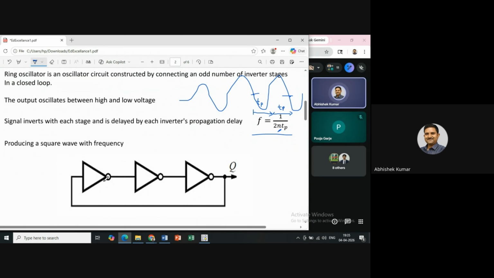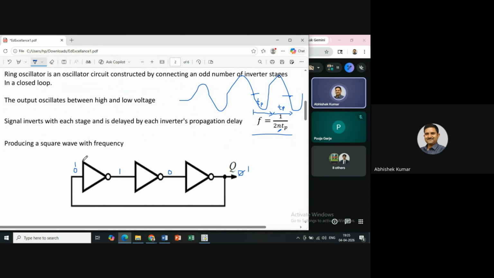Now, first of all, I'm assuming that the initial output was 0 in this electronic circuit. Initial output 0, and the same output is connected over here. Now, due to the inverter NOT gate, it will be inverted to 1. This 1 is again inverted to 0. This 0 is again inverted to 1. So this value will change to 1. Now this 1 is going to be applied to this input.